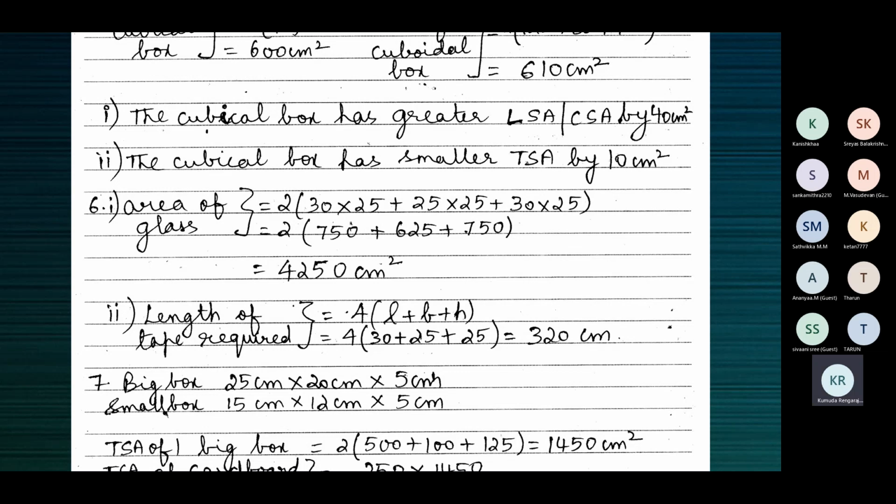So we first find the TSA of one box. For both big and small box, the procedure is the same. So for the big box, what did we do? TSA of one box, TSA of 250 boxes, then 5% of the TSA extra. Then we add the TSA and that extra to find the total area of cardboard needed. And that area into the rate, 4 by 1000, will give you the cost. Repeat that for the small box and when you add the two costs, you'll get the total cost.